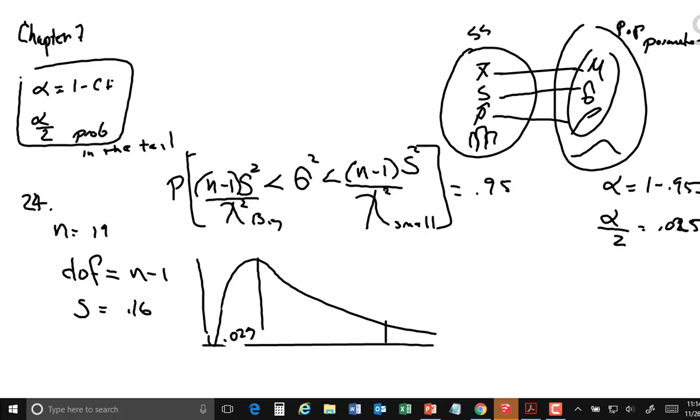And on this tail over here, I got to put 0.025. Now, if it had been a bell curve or symmetric, once we get this Z number, you got this one. But not in this case, because it's not symmetrical. So now we have to go to the table.